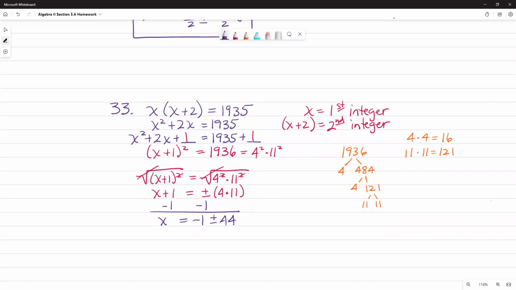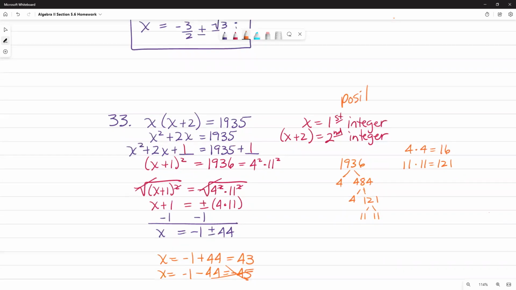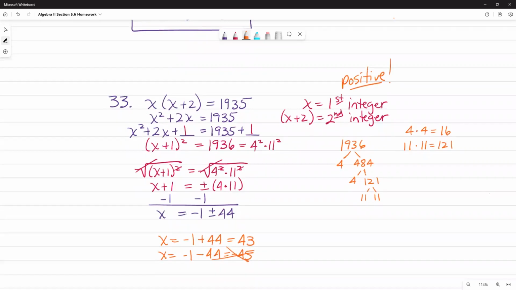We need to find our two consecutive numbers. So let's see here. So x equals negative 1 plus 44. That gives me my 43. And x equals negative 1 minus 44. That's going to give me a negative 45. So I can't use that because they needed positive odd integers. And they have to be consecutive. So we're going to use the 43. So this means that x equals 43. So x plus 2 equals 43 plus 2, which gives me 45. So there are my two consecutive integers, 43 and 45.